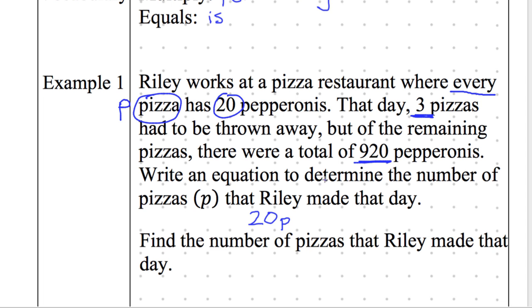So we need to somehow subtract this 3 pizzas because 3 pizzas were thrown away. Thrown away sounds like a subtraction, so I'm going to put a minus sign above that. Thrown away means I'm somehow going to subtract 3 from p. So I'm going to set up some parentheses, and I'm going to say p minus 3.